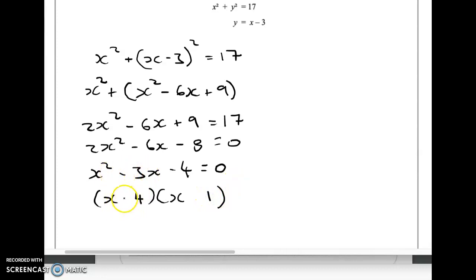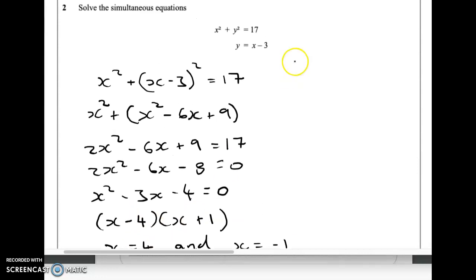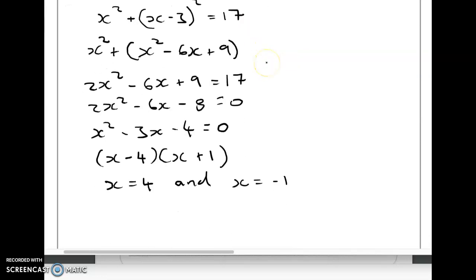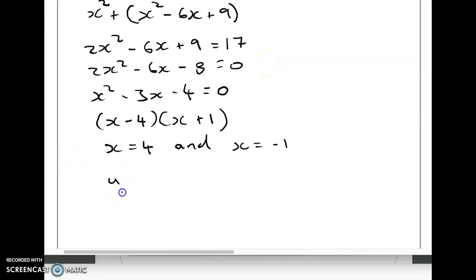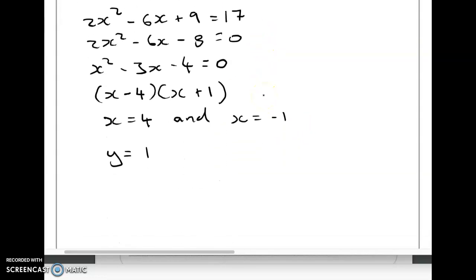It's going to be minus 4 plus 1 equals minus 3. And minus 4 times 1 is minus 4, which means x equals 4 and x equals minus 1. So when x equals 4, y equals 1, because 4 minus 3 is 1. And when x equals minus 1, we're going to get minus 1 minus 3, which is minus 4.